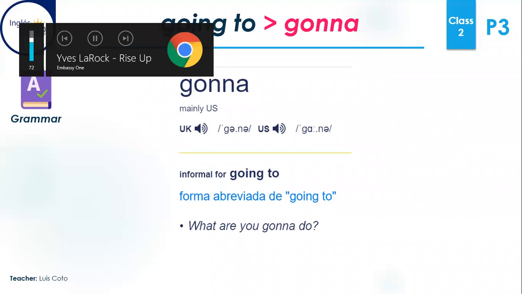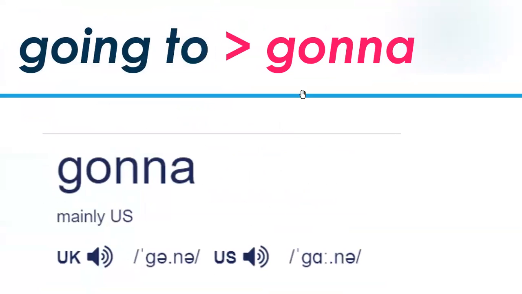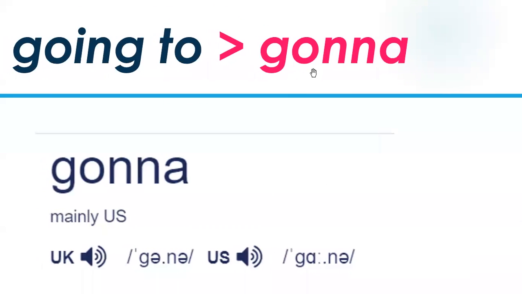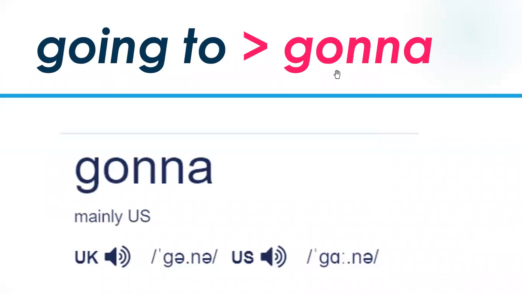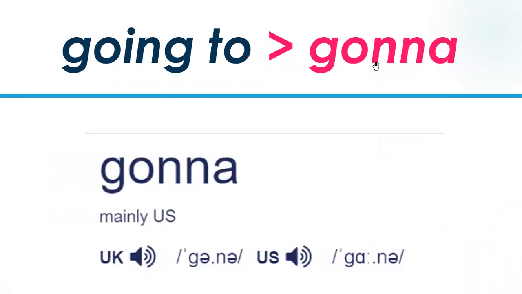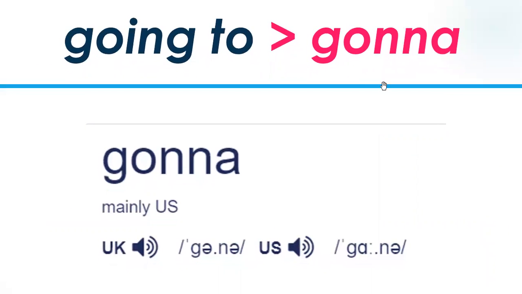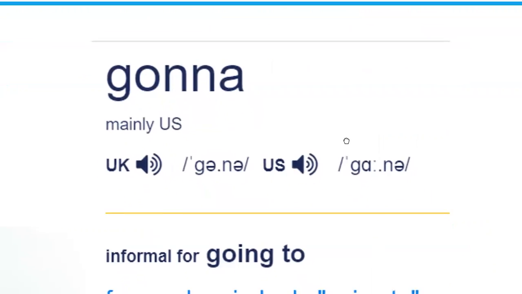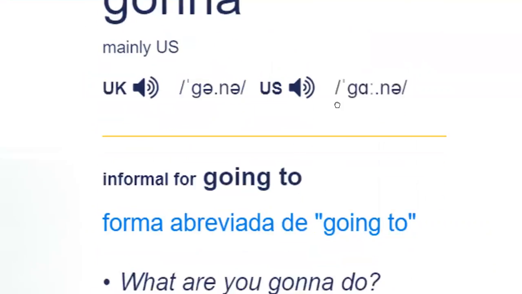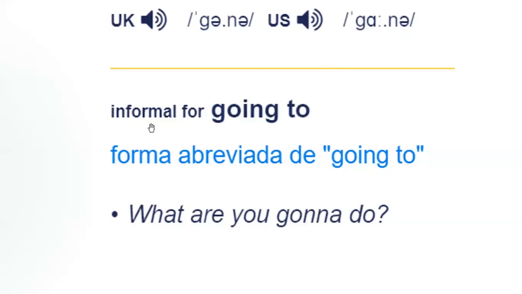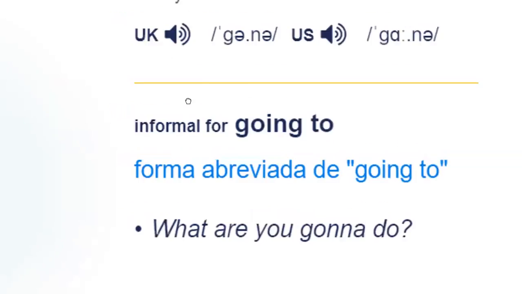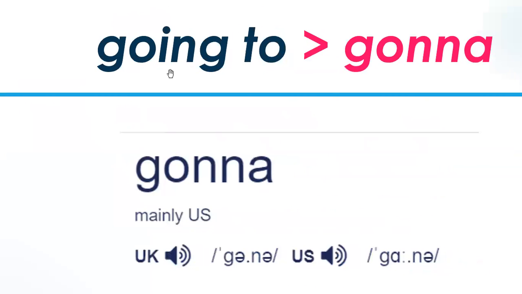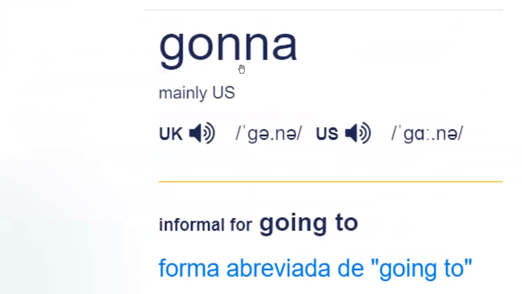What is the next one besides going to? The word in pink. What is the word in pink? Can someone tell me? Anyone? Gonna. Let's repeat it. Gonna. Yes. What is gonna? What is this? Informal for going to. Yes, going to. Okay. The formal part is going to. That is formal. Informal is this part, gonna.